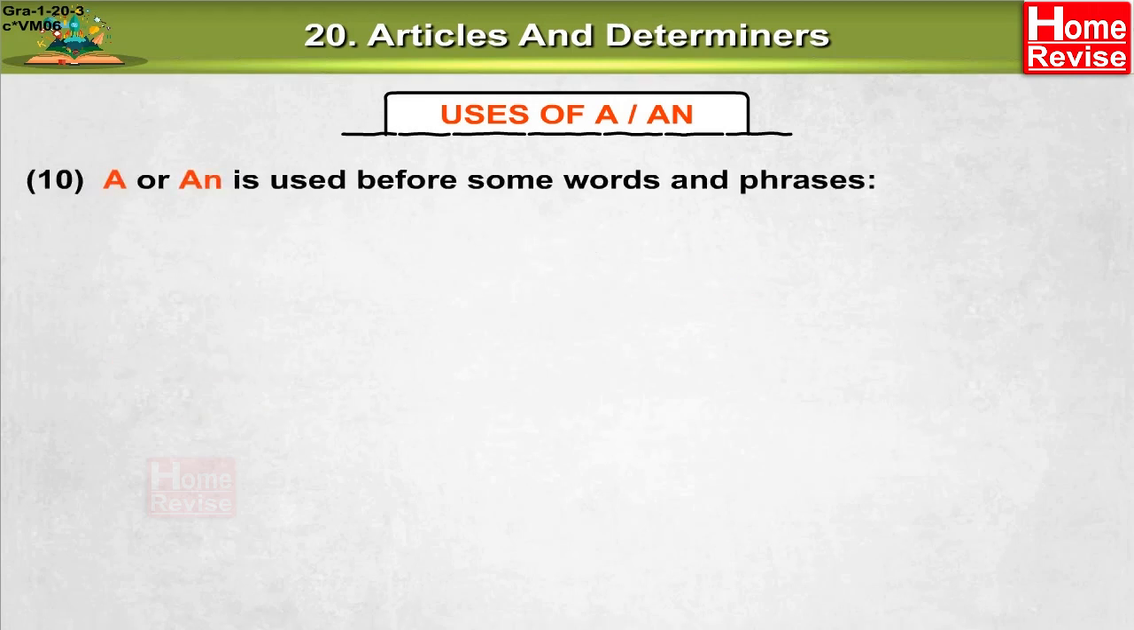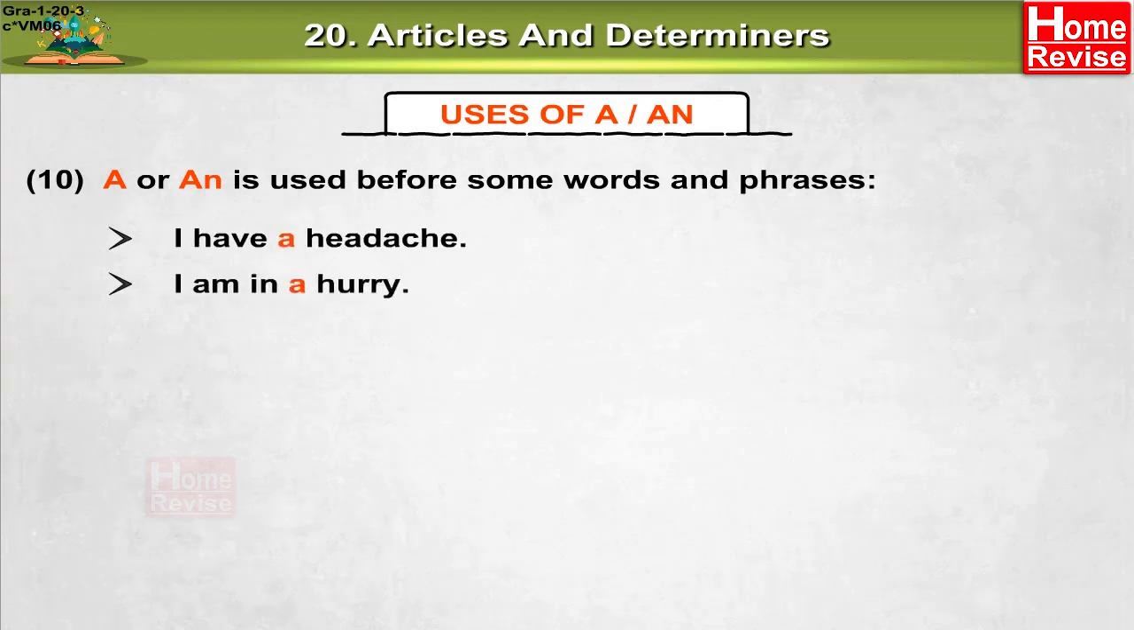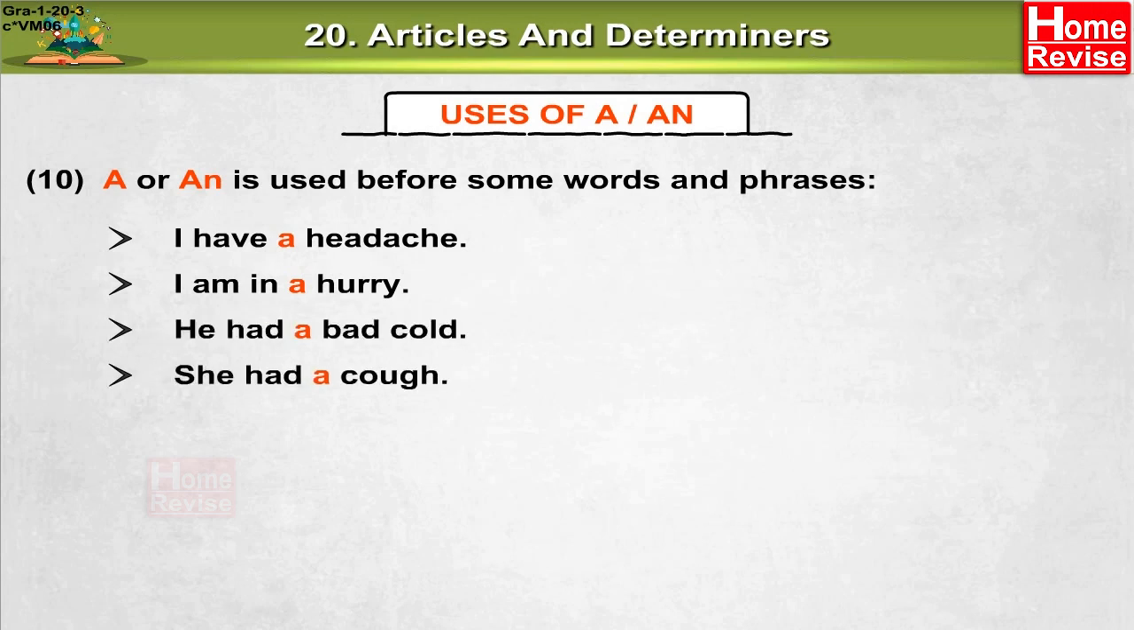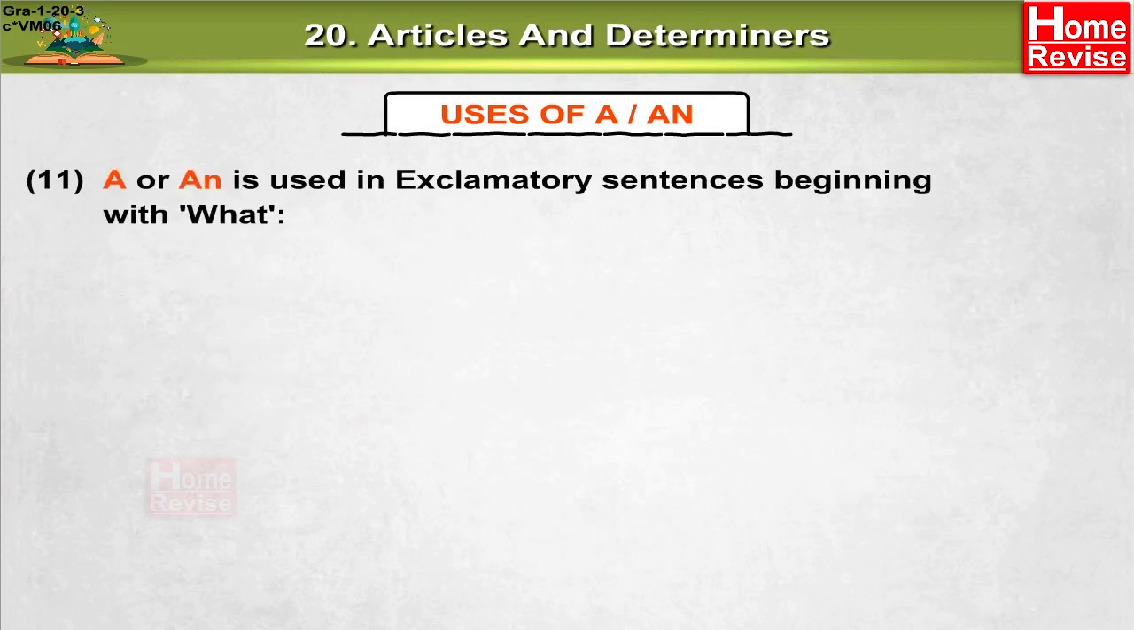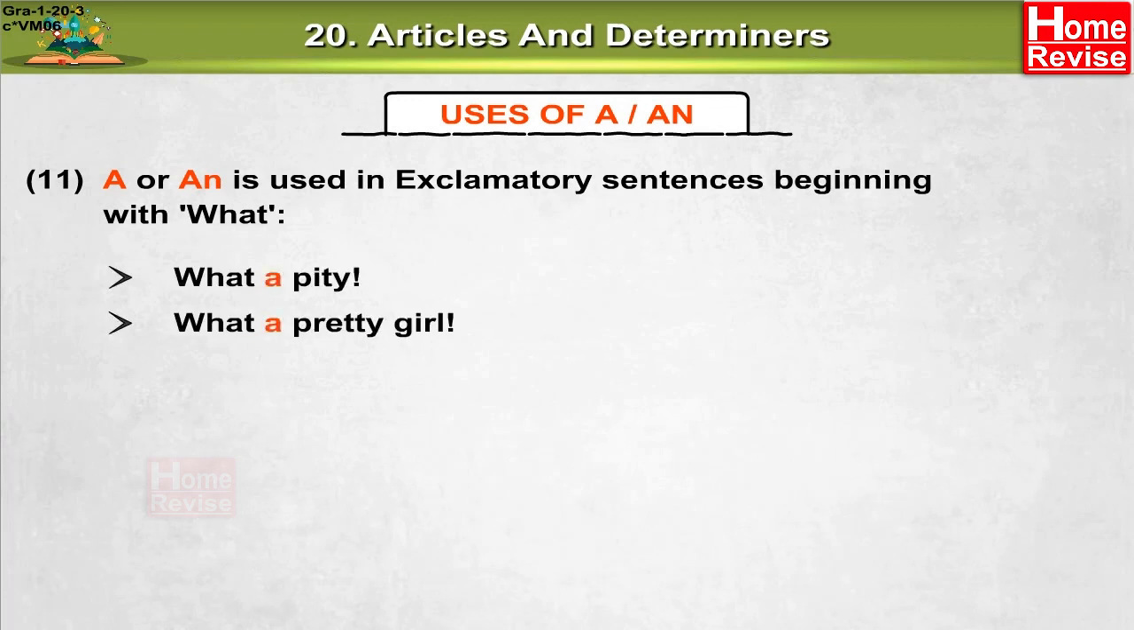Tenth, a or an is used before some words and phrases. I have a headache. I am in a hurry. He had a bad cold. She had a cough. They take an interest in this. Eleventh, a or an is used in exclamatory sentences beginning with what. What a pity. What a pretty girl. What a nice bird it is.